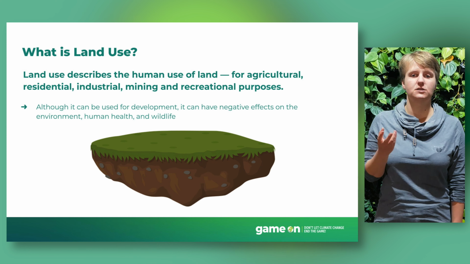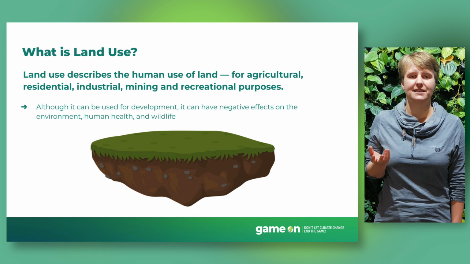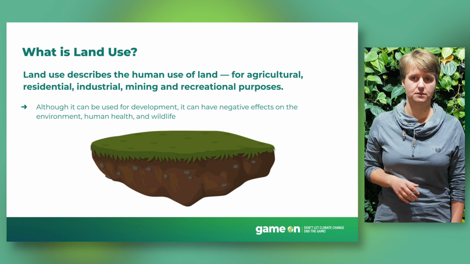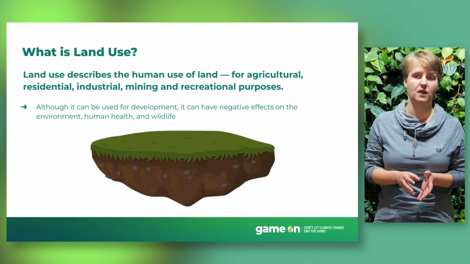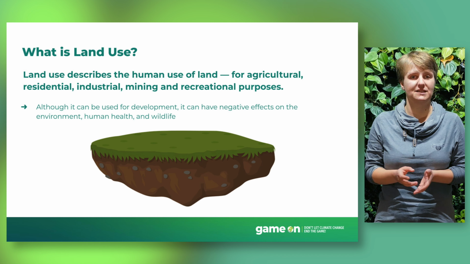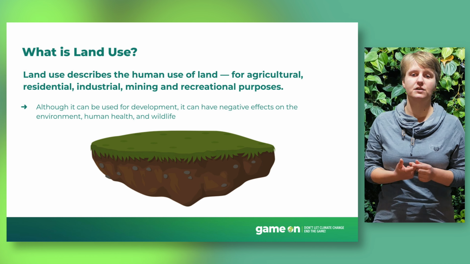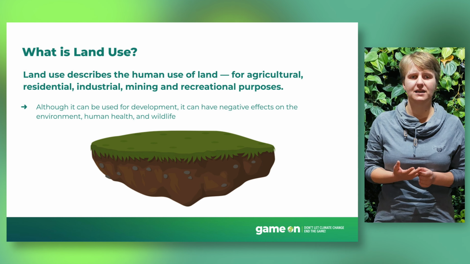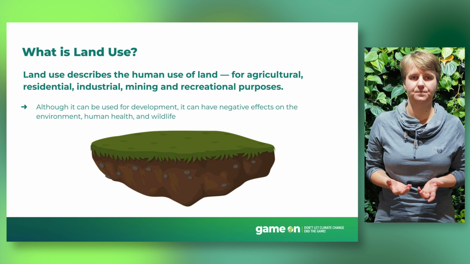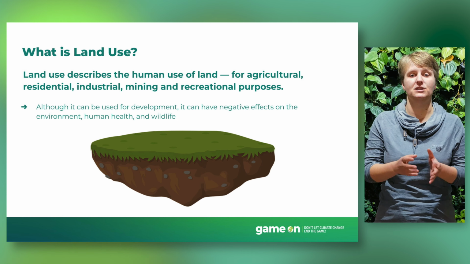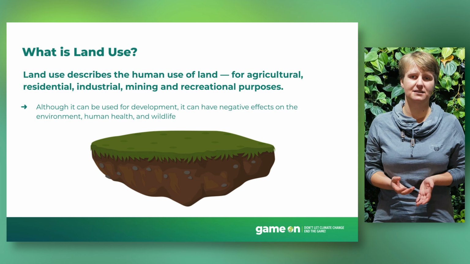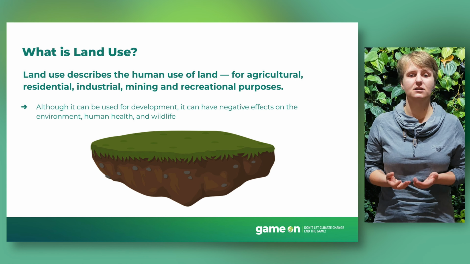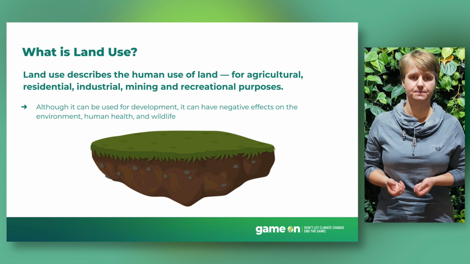The very first thing we need to know on this topic is what exactly we refer to when speaking about land use. Land use has, as you might expect, humans at its core. Thus, we also talk about human activities, such as agricultural, residential, industrial, mining, or recreational practices. We use the land aiming for human development. Nevertheless, when this development is not well planned, it has deep impacts on the environment, our health, and wildlife.